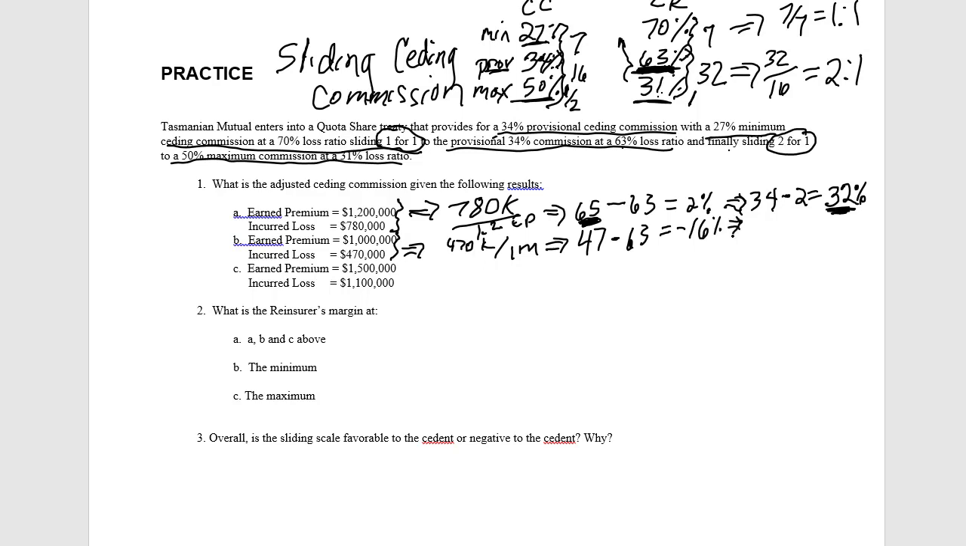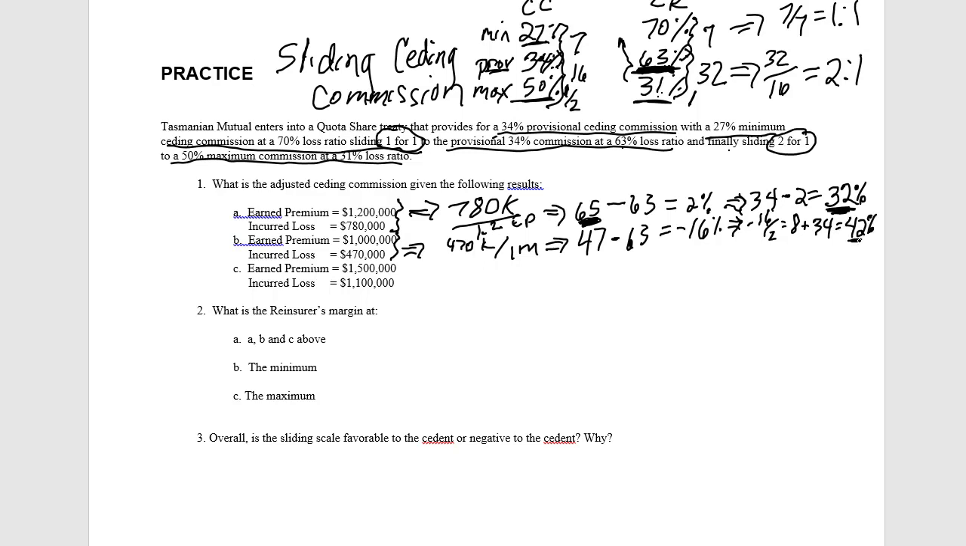16. And remember that for every 1 point the loss ratio is lower than expected, we get half a point additional ceding commission. So 16 divided by 2 equals 8. So we're going to take 8 plus 34, which equals 42.